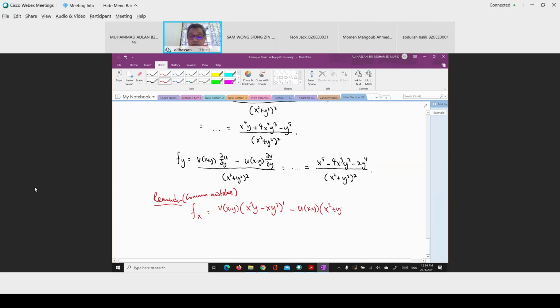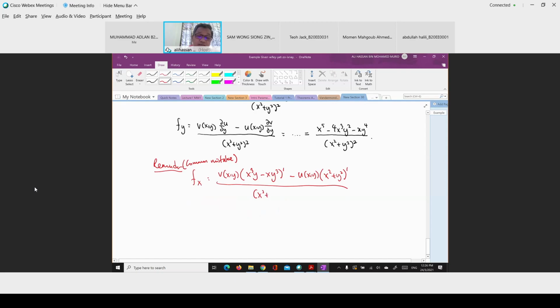Again, do not use the symbol prime. Mathematically, this is not correct. Do not use prime, because when you use prime, you don't know exactly what you are differentiating with respect to. Is it with respect to x or with respect to y? So do not use a prime for partial derivative. The symbol prime is restricted to a derivative of a function of a single variable.